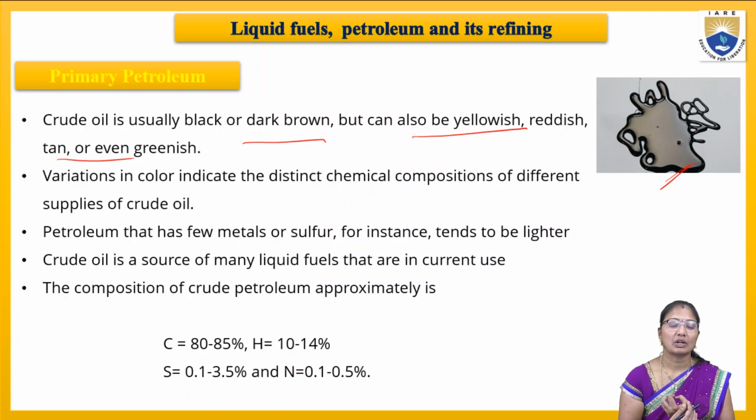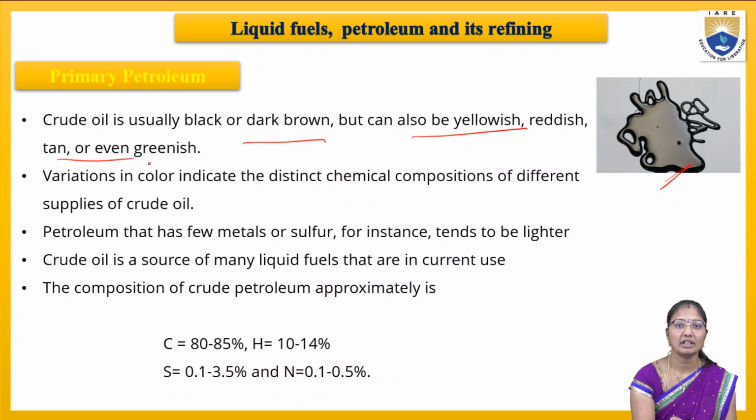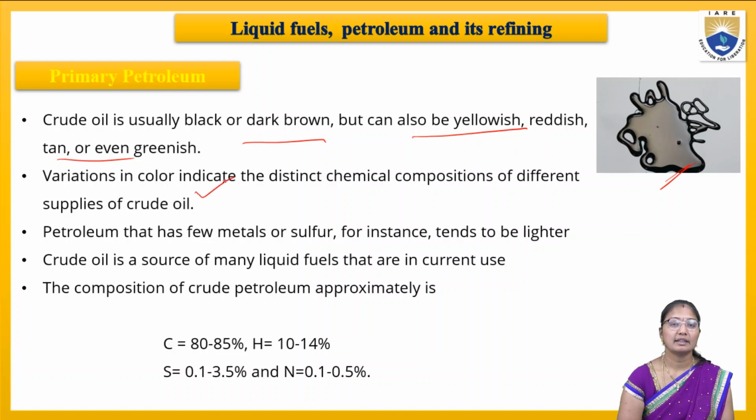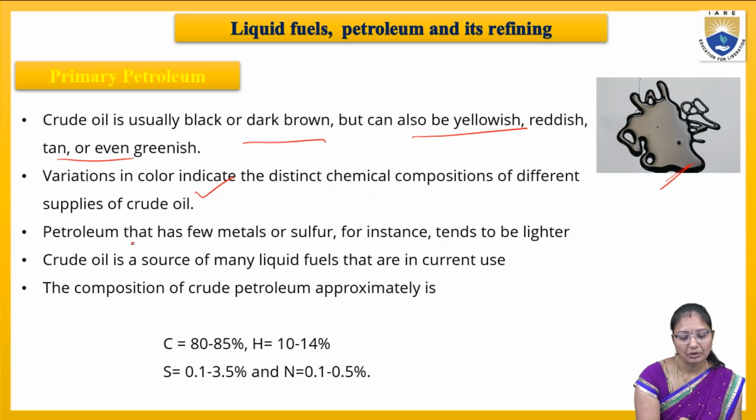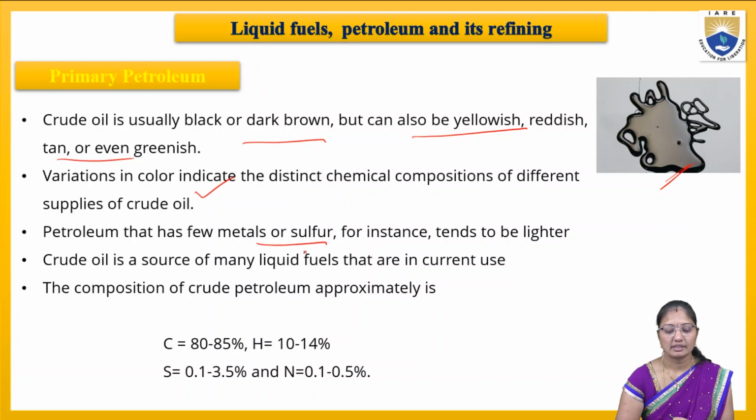It depends on the source of the rocks present, or the contact between the crude oil and the rocks. The color may vary: dark brown, black, yellowish, reddish, tan or even greenish. The variation in color indicates the distinct chemical compositions of different supplies of crude oil. If the chemical composition varies, the color definitely varies. Petroleum that has few metals or sulfur, for instance, tends to be lighter. If it has less sulfur and fewer metals, then the color of the crude oil will be very light.